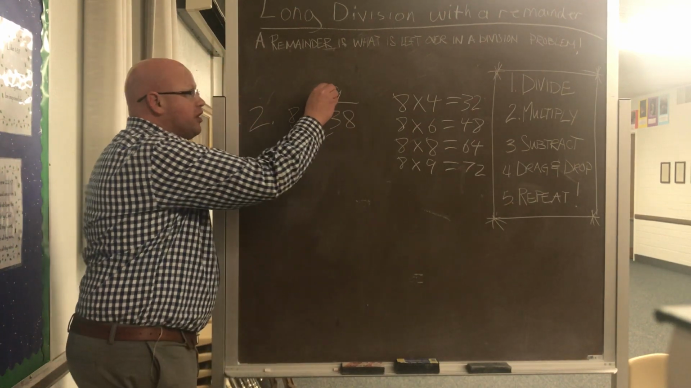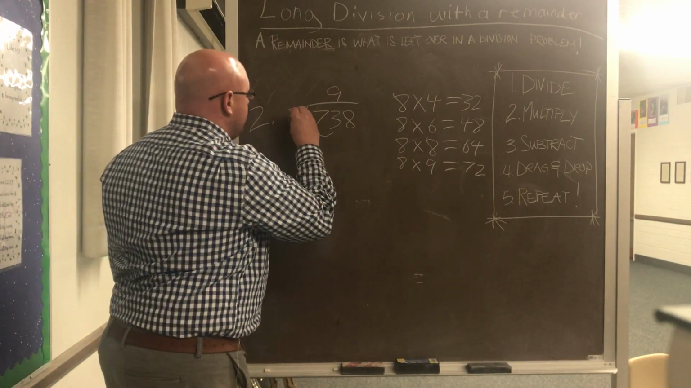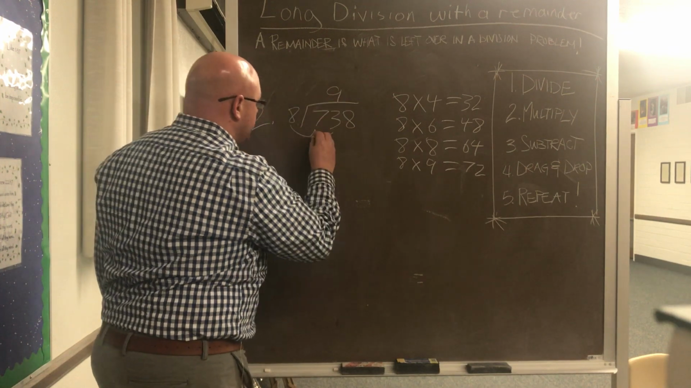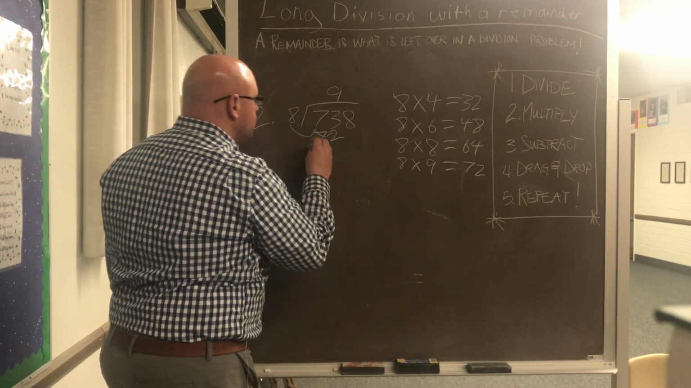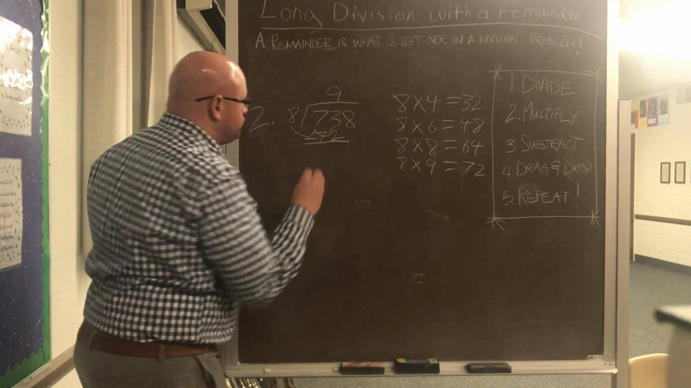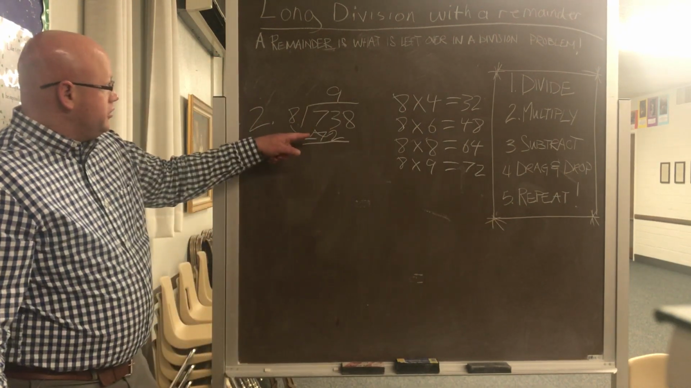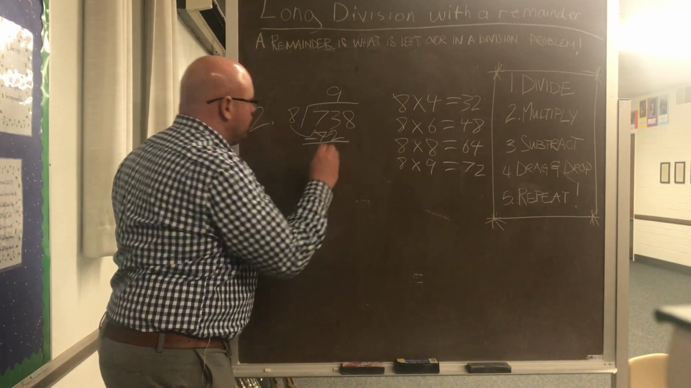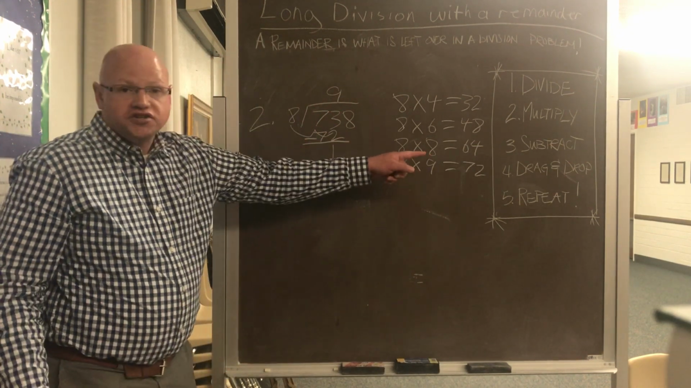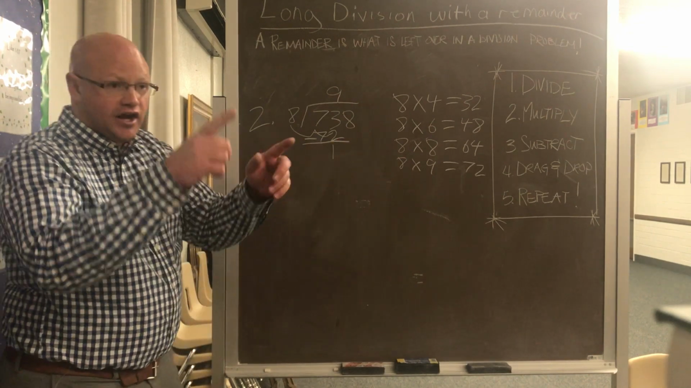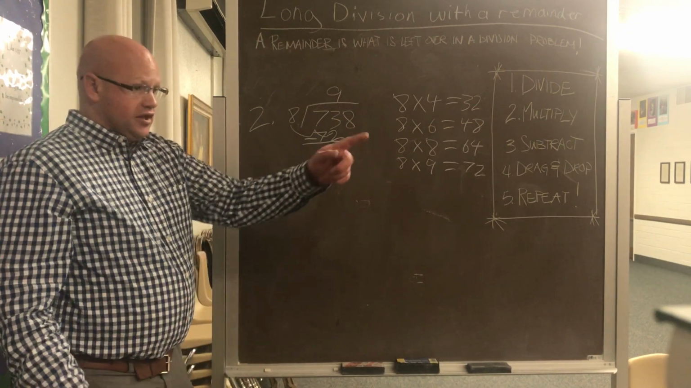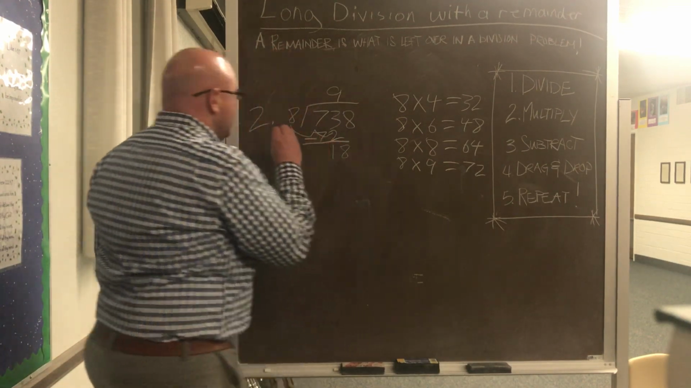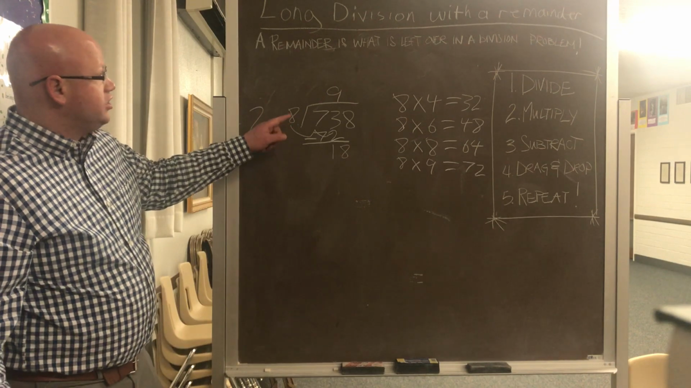We put the 9 above the 3. And then we're going to do the second step, multiply. 8 times 9 is 72. Then the third step, we're going to subtract, which is 73 subtract 72, which is 1. And then we do the fourth step, which is, class, what is the fourth step? It's drag and drop. So we're going to drop that 8, and we're going to repeat.